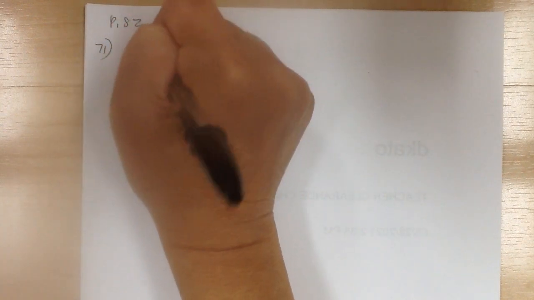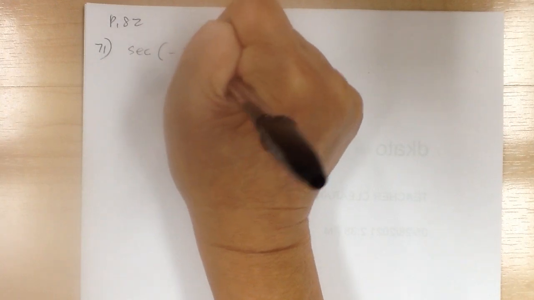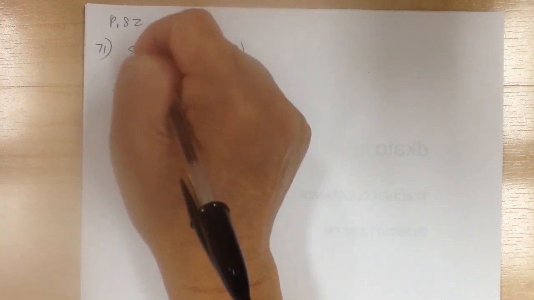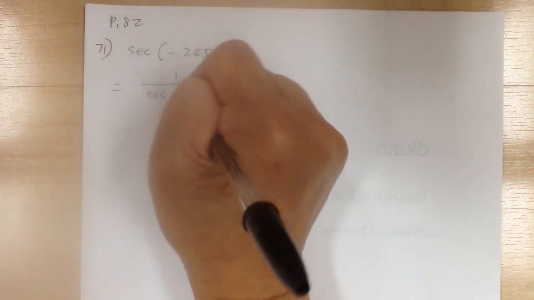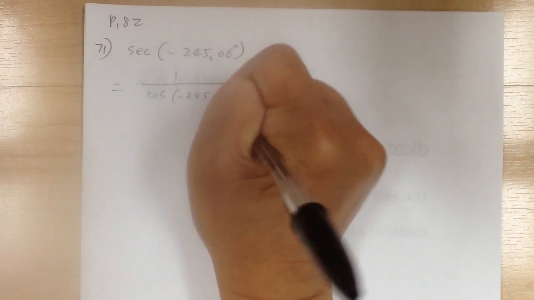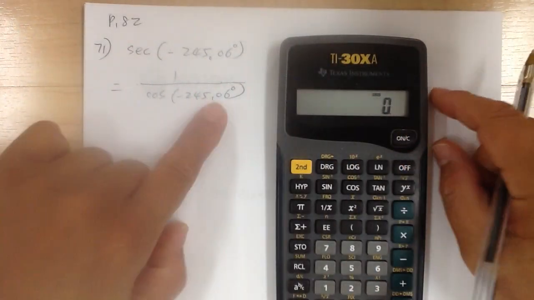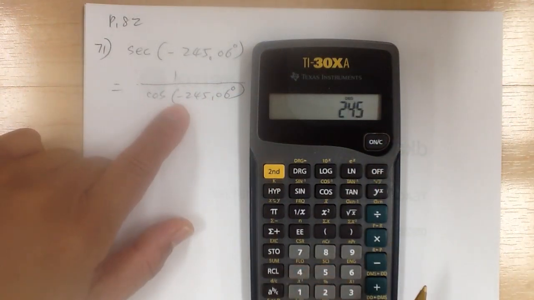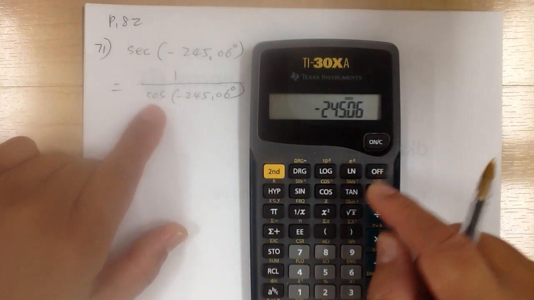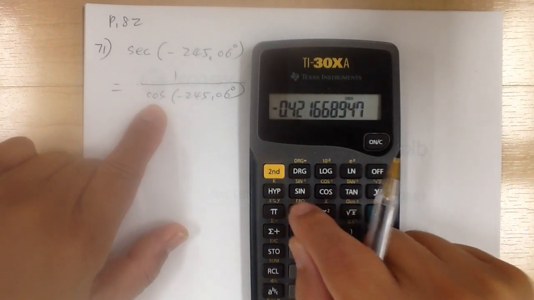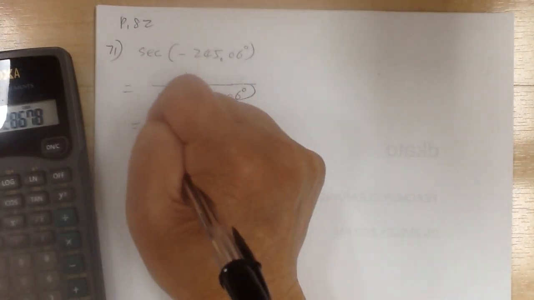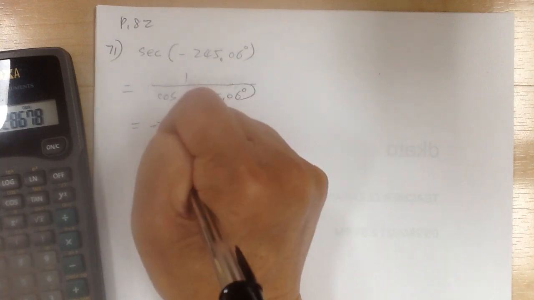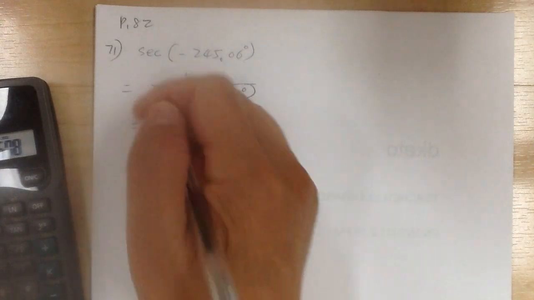Next one. Okay, you have secant of negative 245.06 degrees. So first, secant is 1 over cosine. And use the calculator. Again, double check, make sure it's in the correct mode. This is degrees, so make sure it's degree mode. So negative 245.06 degrees, then take the cosine of that, and take the reciprocal. So you get negative 2.3715, so round it off to negative 2.372, because again, 4 significant digits.